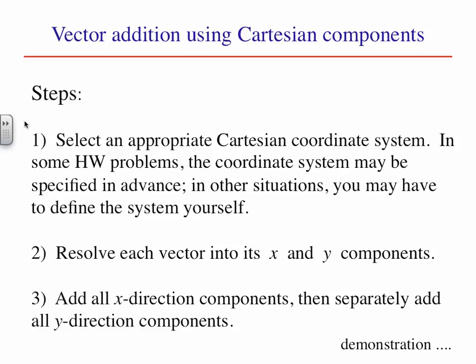Our procedure is, first, select an appropriate orthogonal coordinate system. We'll start with x and y for illustration. Second, resolve each vector into its x and y components. And then third, add all x direction components to find a resultant component in x, and then separately add all y direction components to find a resultant component in y.